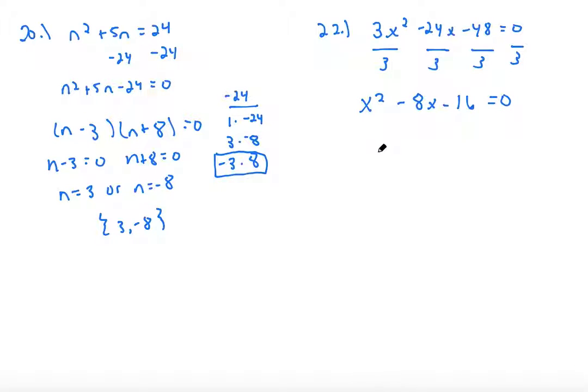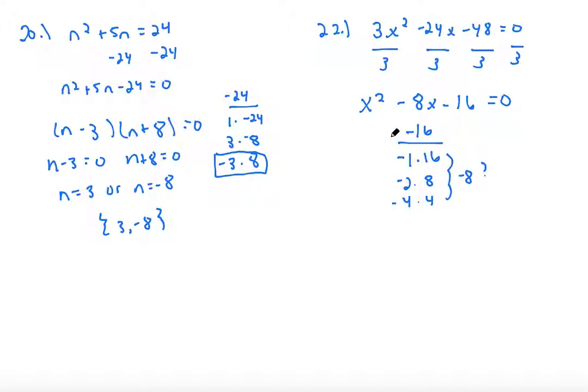Let's see here. Factors of negative 16 that when multiplied together and then when added, let's see here. So negative 16, we have negative 1 times positive 16 and vice versa. We have 2 times 8, and then we have 4 times 4. None of those combinations could possibly add together to give me negative 8. So we have a little situation at this point.